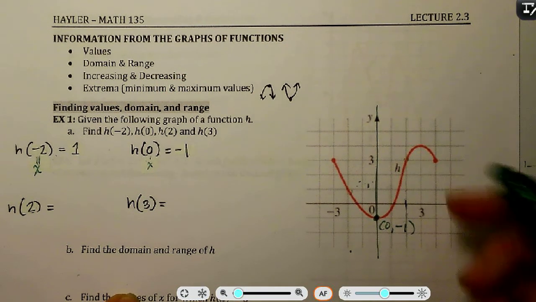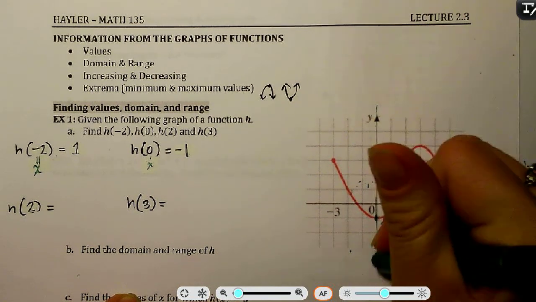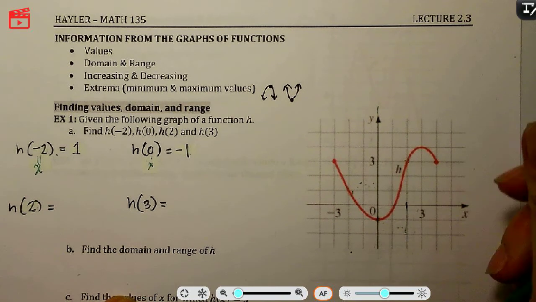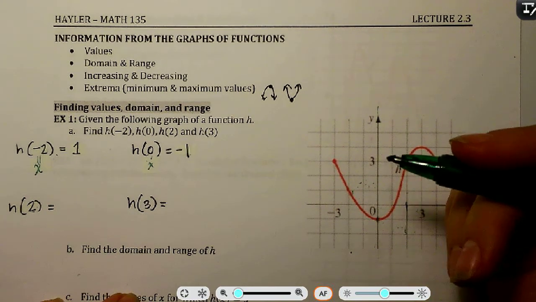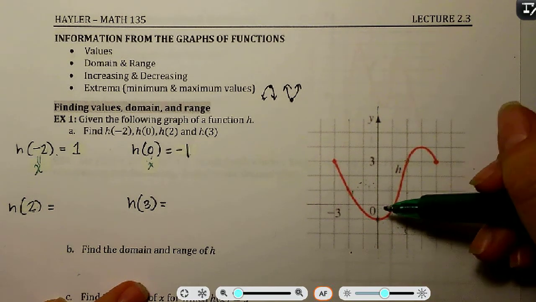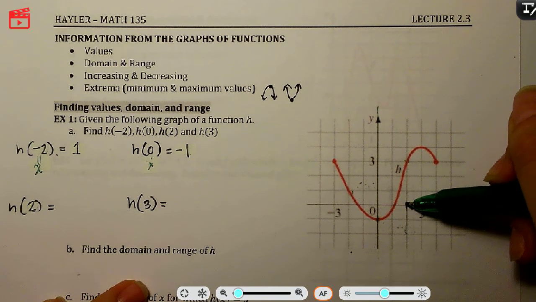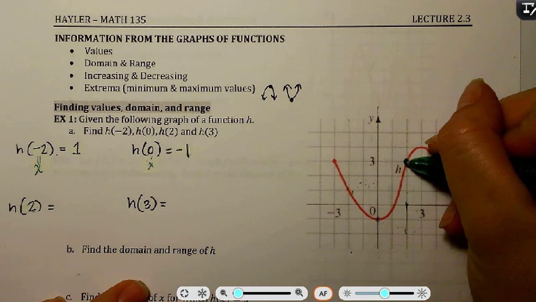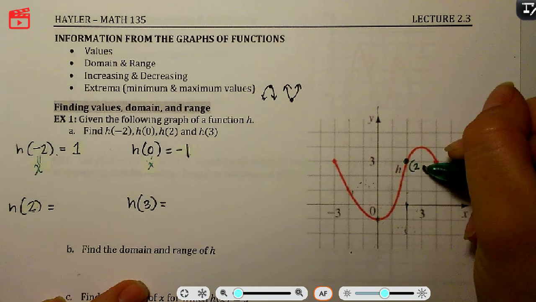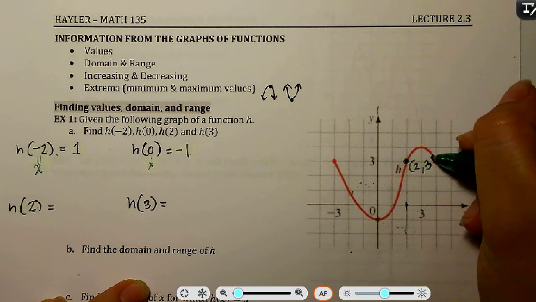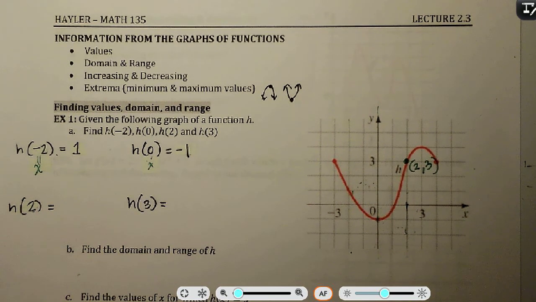Okay, go ahead and see if you can do the other two by yourself. Pause the video and check back with me. All right, so h of 2. This time I'm not going to draw the line. I know 2 is here, so I'm going to go up and find my graph, which is right there, and I'll just plot that point. That's going to be 2, comma, well, the matching y value is 3. So h of 2 is going to be 3.